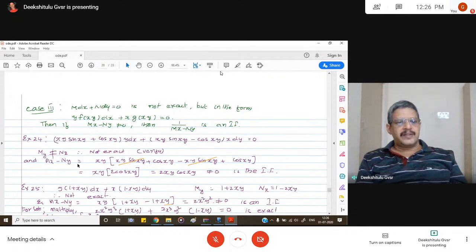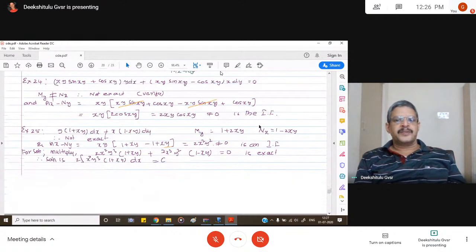So Mx minus Ny: y becomes xy, here x becomes xy. So xy taken out into xy sin xy plus cos xy, minus xy sin xy plus cos xy. This xy sin xy gets cancelled. So xy into 2 cos xy. This is not equal to 0. Okay, so that's how we find the integrating factor here.